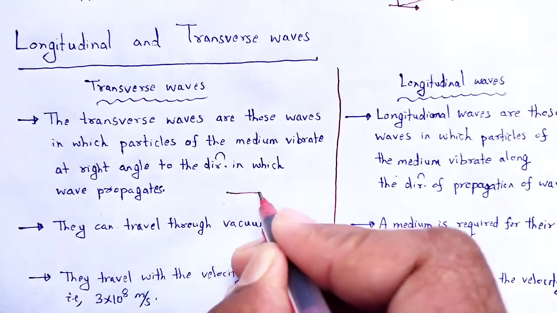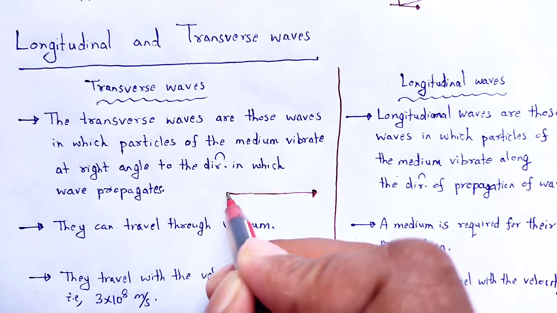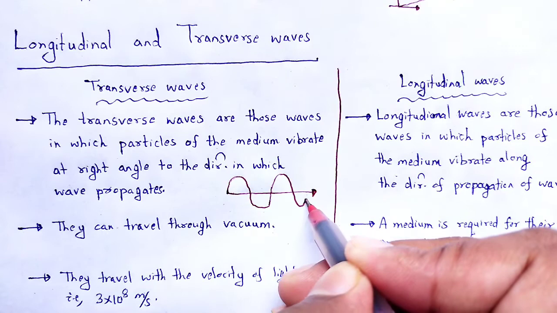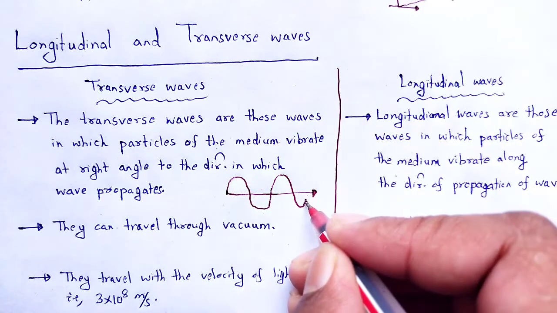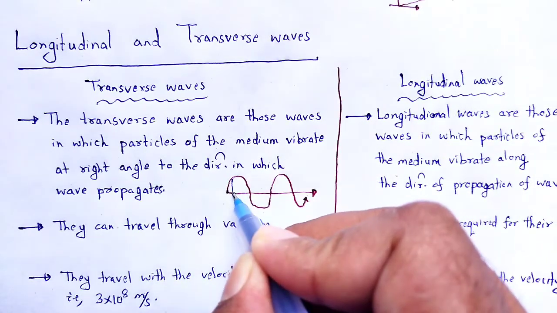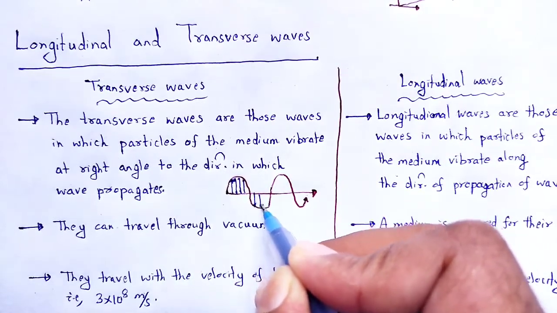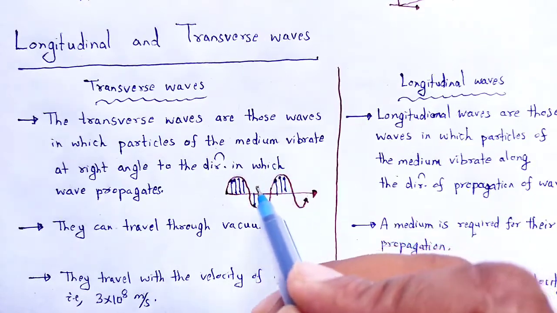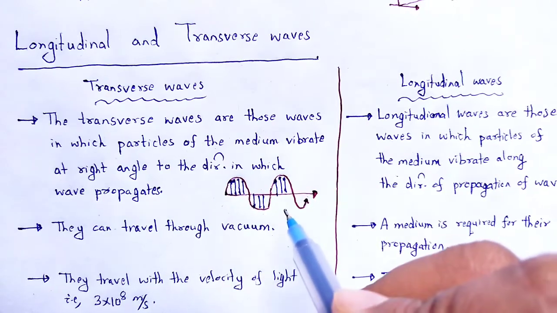If that is the direction of propagation of waves, in case of transverse waves, it is represented just like this. Here the particles are vibrating, and the vibration of the particles is at right angle to the direction of propagation of waves.